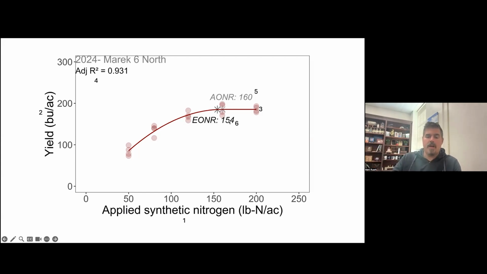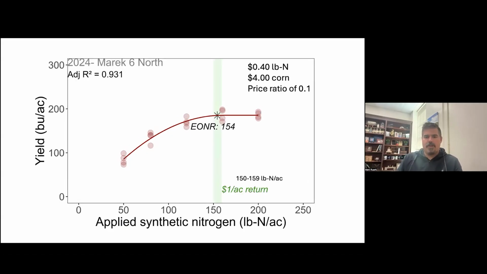The EONR was 154. That's the rate at which the return to nitrogen was maximized. It's the rate at which the most profitability occurred. And that was 6 pounds less than the agronomic optimum nitrogen rate. So again, this is a really tight curve. The values are very close to each other. But it implies, okay, it wasn't worth applying that extra 6 pounds of nitrogen. You didn't make any money on it. All right, so far so good.